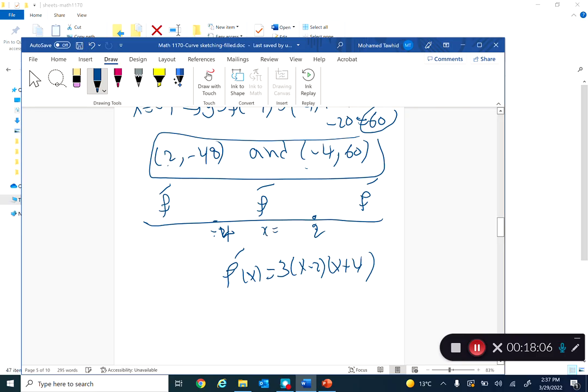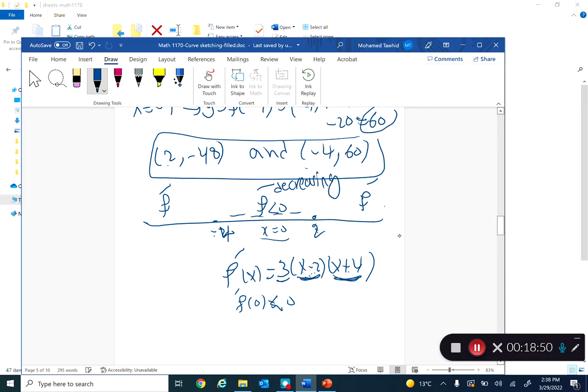Between -4 and 2, take any number you wish, x equals 0. If I replace x by 0, what is f prime of 0? What you really care about is the sign. You don't need to get the value. Is it positive or negative? If I replace x by 0, 3 is positive, the bracket gives -2, a negative sign, and the other bracket gives positive. Positive times negative gives negative. So I put a negative sign here. A negative sign means the function is decreasing, going down.